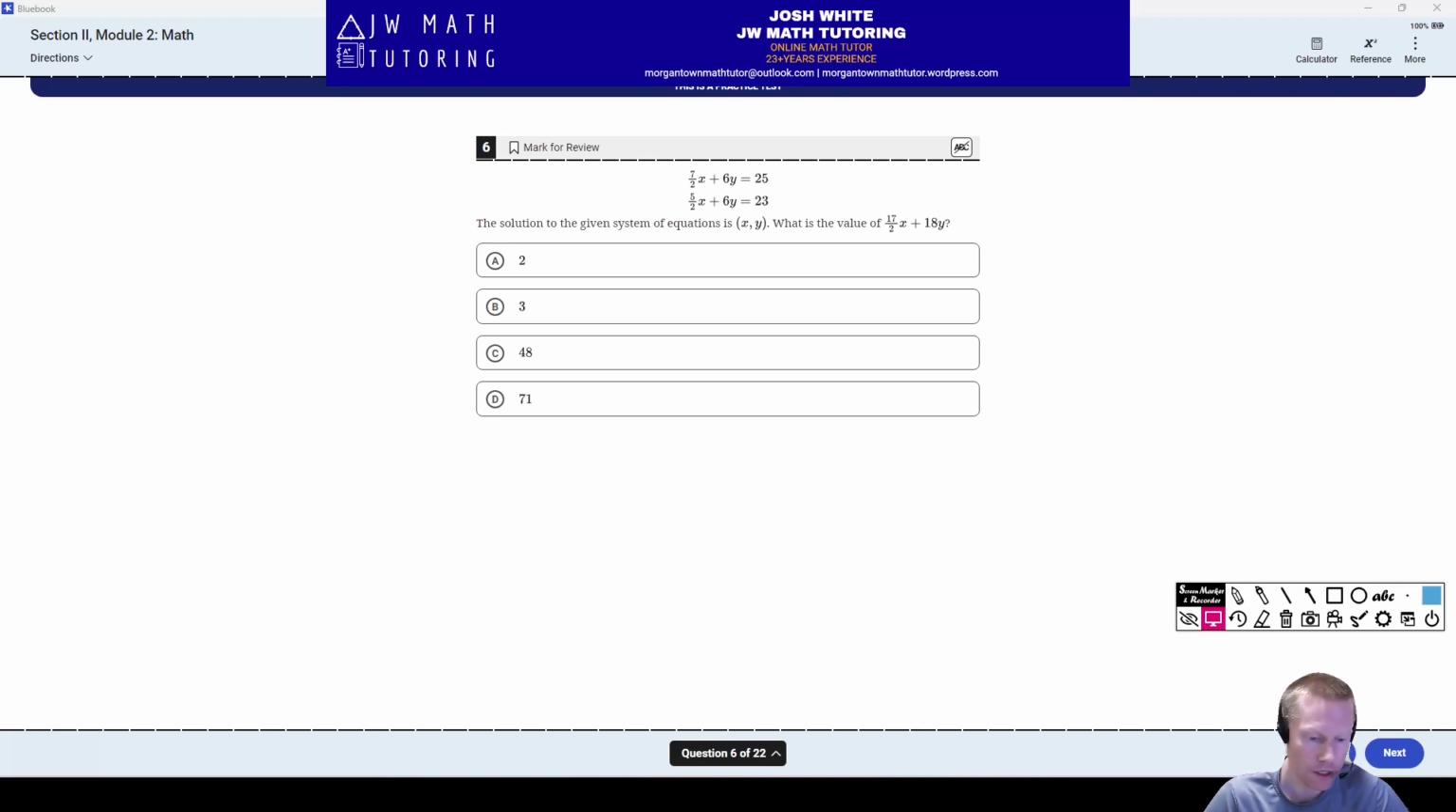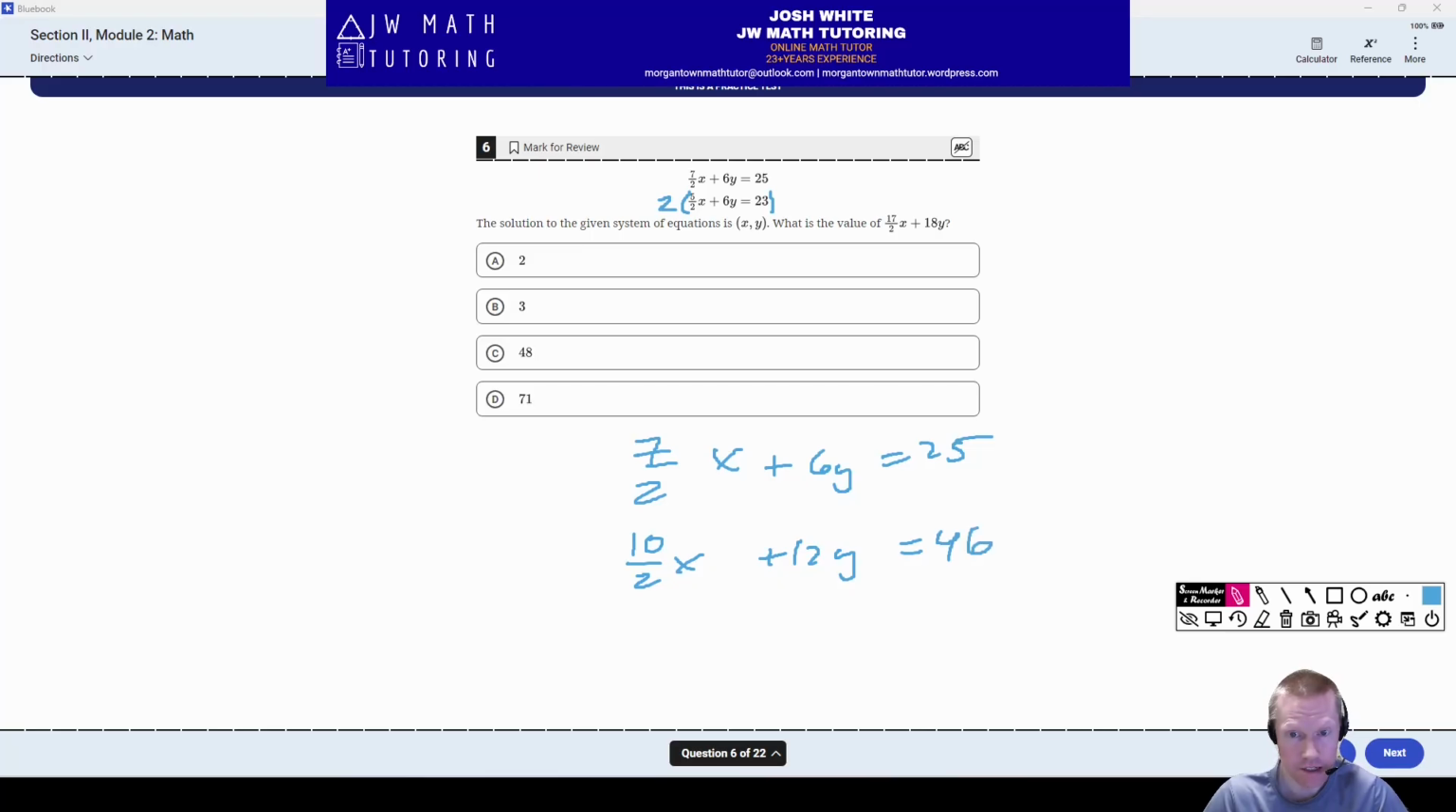If you're going to do this by hand, I'll just show you. The quickest way to do this is you take the second equation and you multiply everything by 2. The reason you do that is because then you're actually able to add the two equations together and get the exact expression they're looking for. Because 7 halves x plus 10 halves x is 17 halves x. 6 plus 12 is 18y. And then 25 plus 46 is 71. Okay, so the correct answer is going to be D.